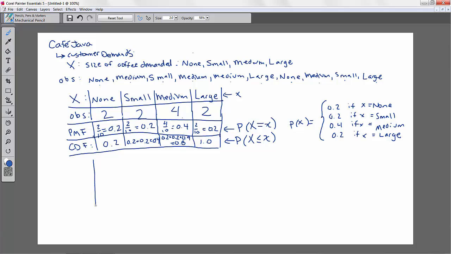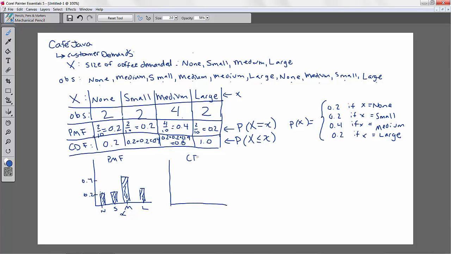If we wanted to plot these data, for example the probability mass function, we would identify the random variable values x, none, small, medium, and large, and draw a bar graph showing the level of these probabilities: 20% for none, 20% for small, 40% for medium, and 20% for large.